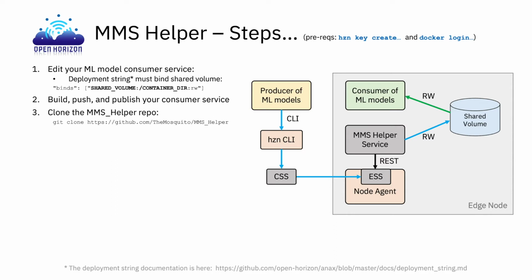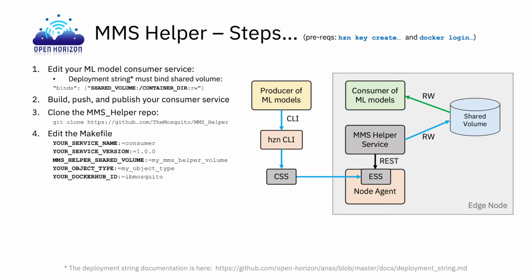And the next step is to clone the MMS Helper repo, and I'll go through that actual hands-on demo in a moment. So git clone github.com, the MMS Helper repo. Then you need to cd into the repo and edit the makefile. There are 5 lines near the top of the makefile, the first non-comment lines. You need to edit those.